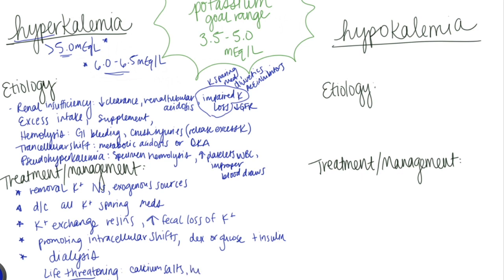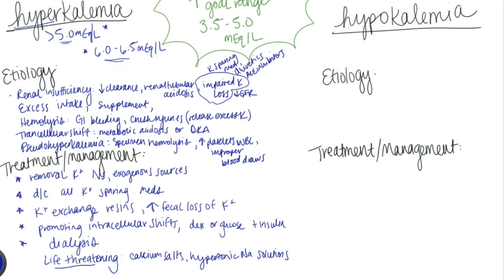For instances of life-threatening hyperkalemia, you may see the use of calcium salts, as well as hypertonic sodium solutions. Neither of these actually lower potassium levels, but they will serve to protect myocardial function from the potential damaging effects of hyperkalemia. Also note that it's only good to use hypertonic sodium solutions if you have cases of low sodium and high potassium.